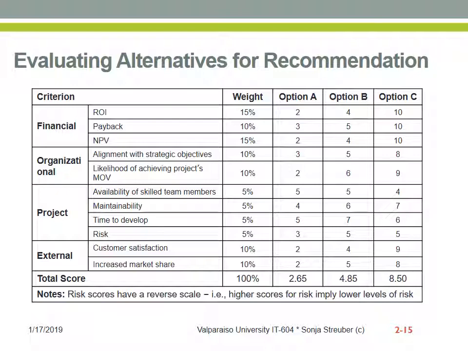Then project criteria specific to the people in a project, the availability of the skilled team members, the time they would take to develop the project, that is the product or the result of the service, and then the maintainability of the outcome as well, and the risk that the project either poses to the organization in terms of investment or the risks that are involved in the completion of the project itself. The probably most important criterion for project selection would be external in terms of customer satisfaction, where increased customer satisfaction, of course, also leads to increased market share.